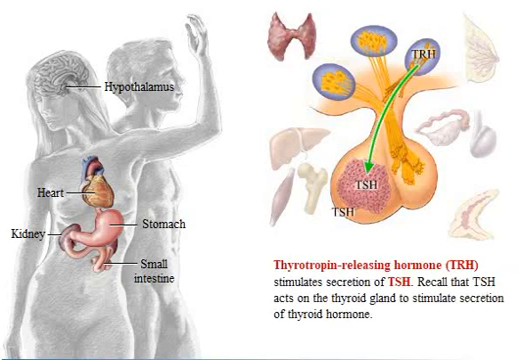Thyrotropin-releasing hormone stimulates secretion of thyroid-stimulating hormone, or thyrotropin. Recall that TSH acts on the thyroid gland to stimulate secretion of thyroid hormone.